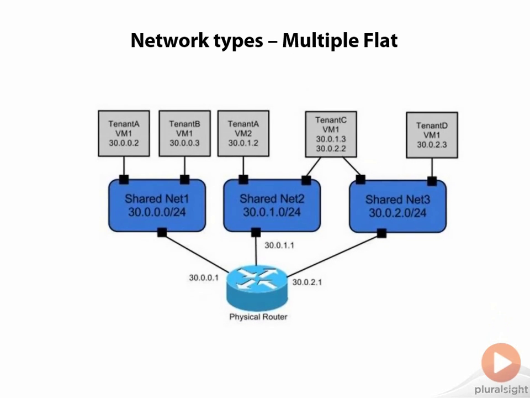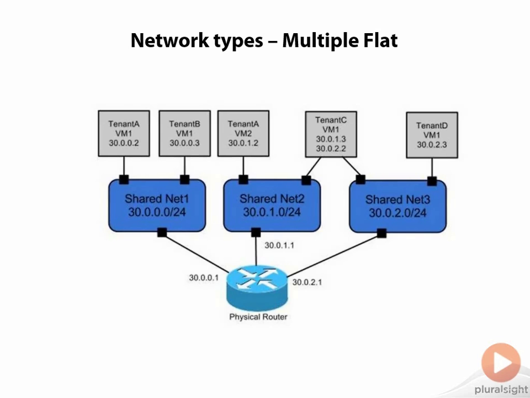Next up, we get into something a little bit more complex, but really it's just a little bit more granular. In the multiple flat model, we have multiple subnets that are presented to our tenants. Each, again, is just a layer 3 network, so 30.0.0.0/24, 30.0.1.0/24, etc., etc. Underneath, any of the tenants can map to any of these networks.